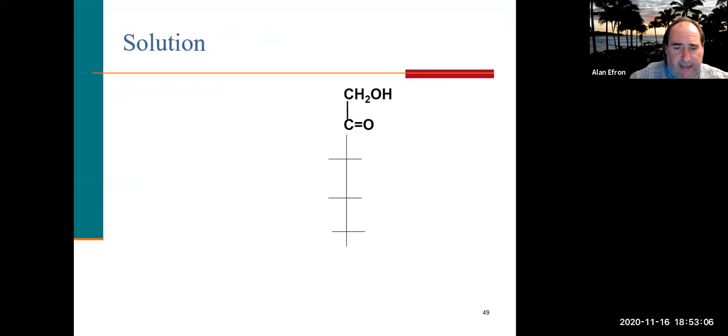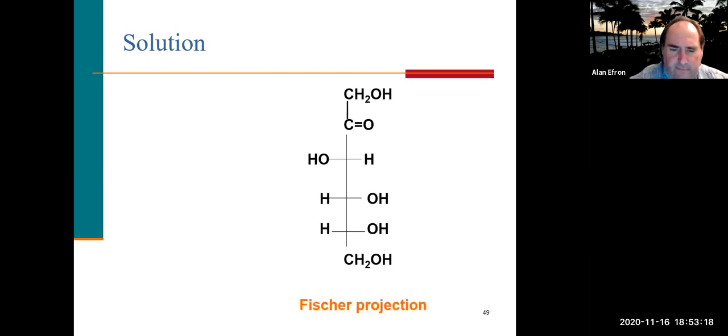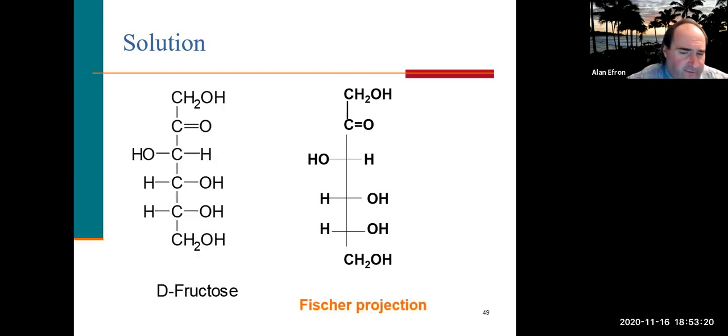All right, so again, this is our structure, how we typically would draw what we have there, of our fructose. Again, numbering wise, 1, 2, 3, 4, 5, and 6. Any questions on that so far?